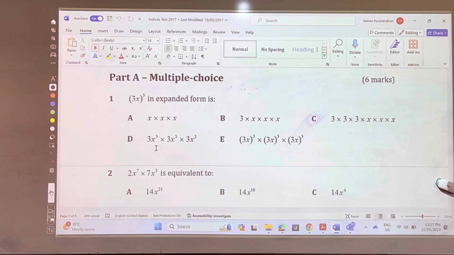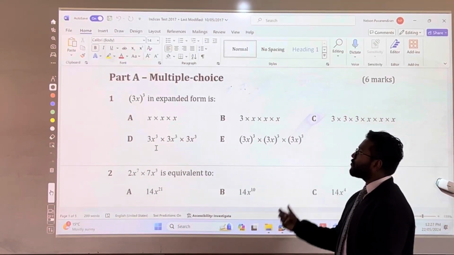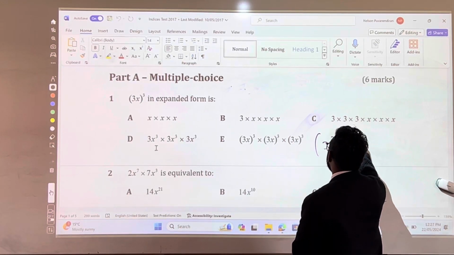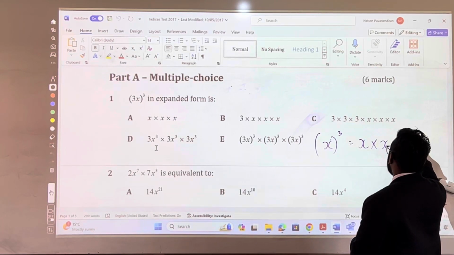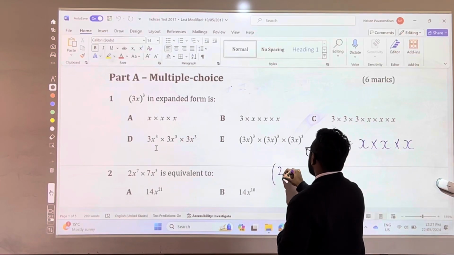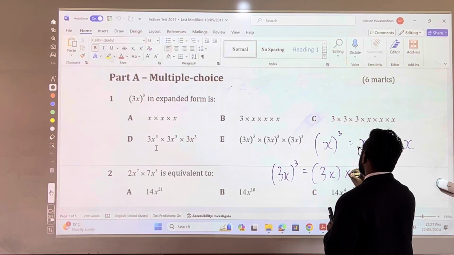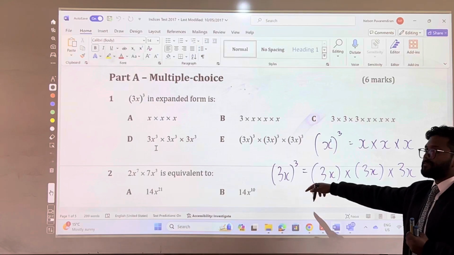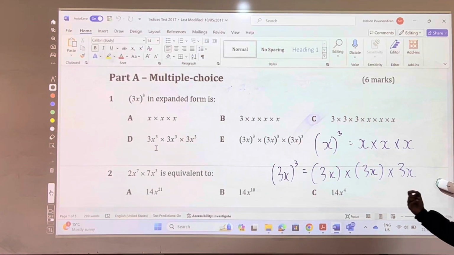So going over this little practice paper we've got here, it says 3x to the power of 3. That essentially means, let's go with something basic, what does x cubed mean? It means x times x times x. Now, in this scenario, it's 3x, the whole thing cubed. That means we're going to go 3x times 3x times 3x. Whatever is in the brackets is going to be multiplied by itself 3 times.